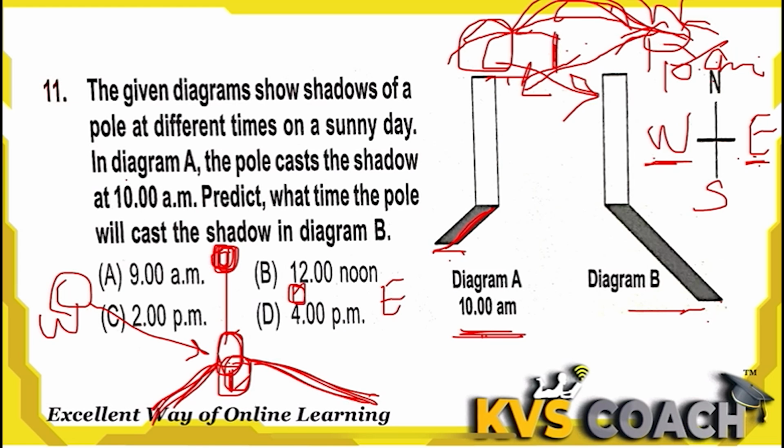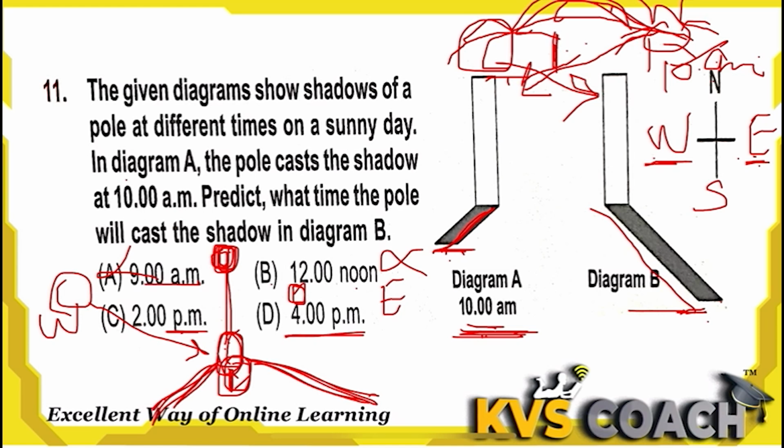So here we have 4 times. A, 10 a.m., is the first shadow. This is wrong. B, 12 noon. When it is noon, the shadow will be decreased, but here it is longer than this shadow. It means this is also wrong. C, 2 p.m. 2 p.m. is the afternoon time where the sun is on its head, the object's head. It means the shadow will be smallest at this time, but here the shadow is long.